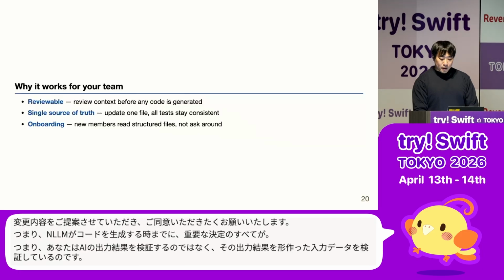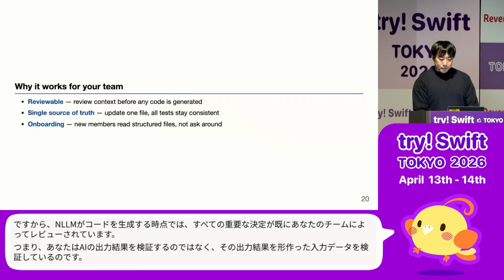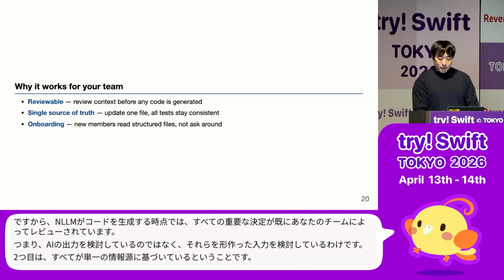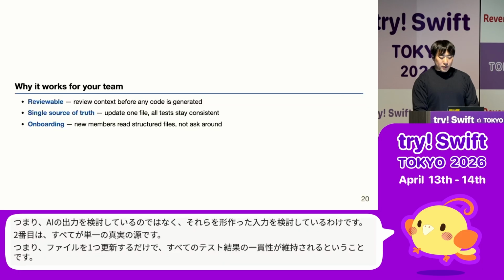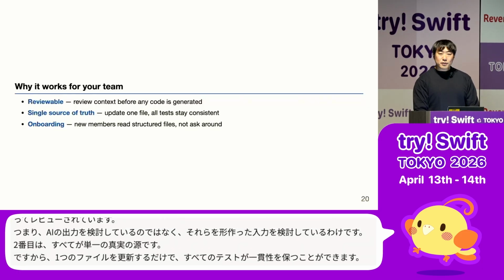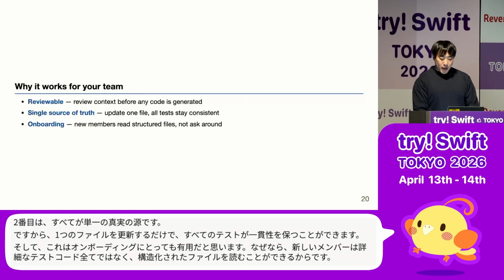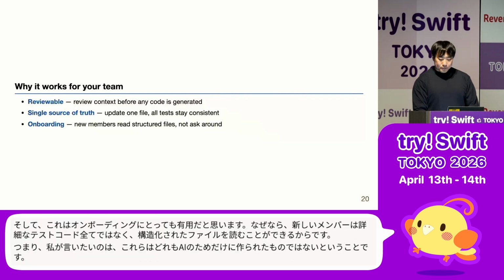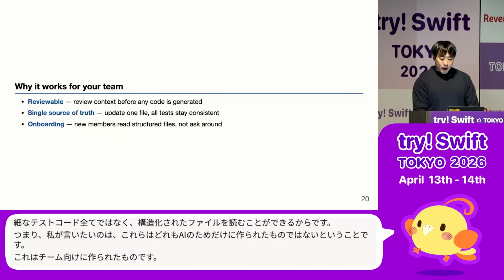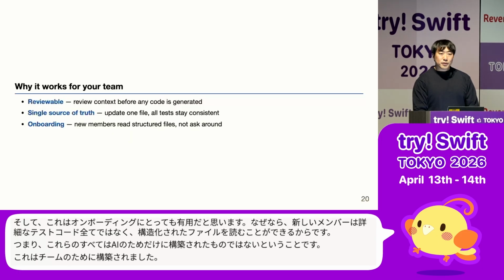The second one is it's a single source of truth. You just need to update one file, and then all the tests stay consistent. This is also helpful for onboarding, because a new member can read structured files instead of all the detailed test code. So my point is, none of this was built only for AI. This was built for the team. And AI just happened to thrive on this same structure.